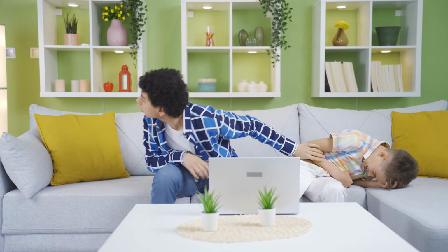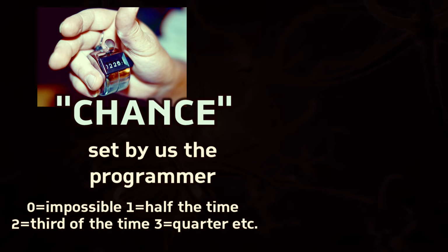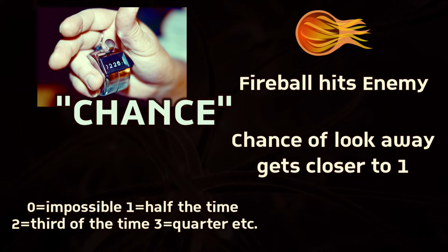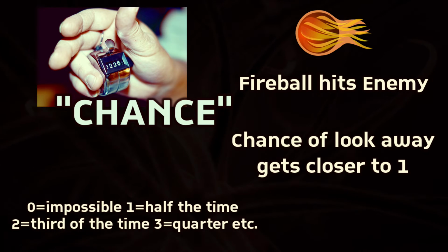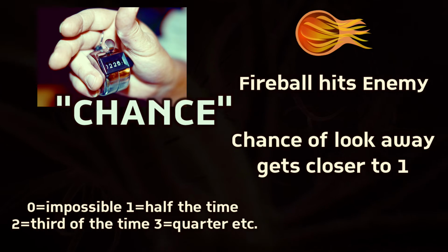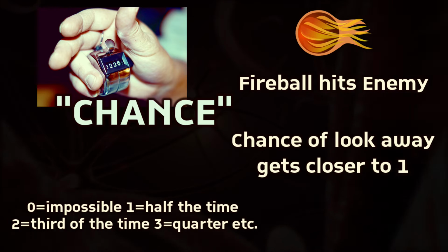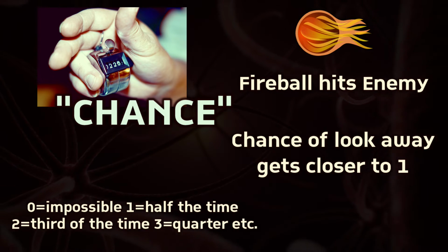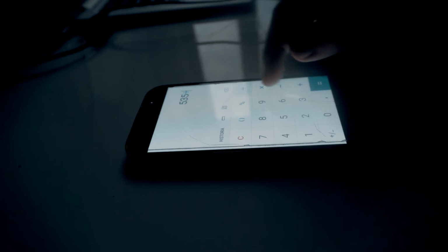And that's done quite simply by us adjusting the chance during the gameplay. For this example, I'm going to say the more the enemy gets hit by the fireball, the more the chance of looking away gets closer to 1, meaning it's more likely. And with maths, the way that I'm going to do that is I'm just going to lower the number by dividing it by a whole number or timesing it by a fraction.